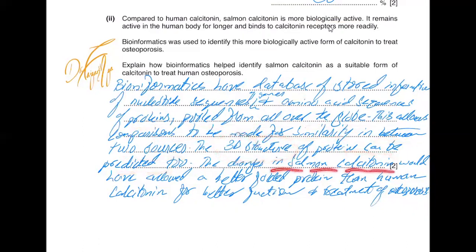The changes in the salmon calcitonin would have allowed a better folded protein than human calcitonin, for better function in treatment of osteoporosis.